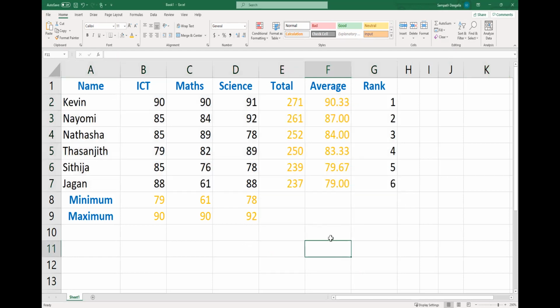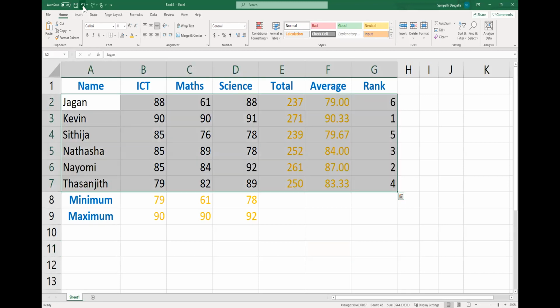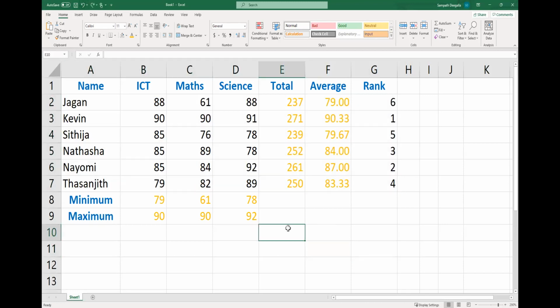Right. Now I know that I rank everyone. So Kevin, Naomi, Natasha, Tashnadit, Sister and Chagan. I will undo because maybe I will fix this. Right. Okay, that's all we are going to have.